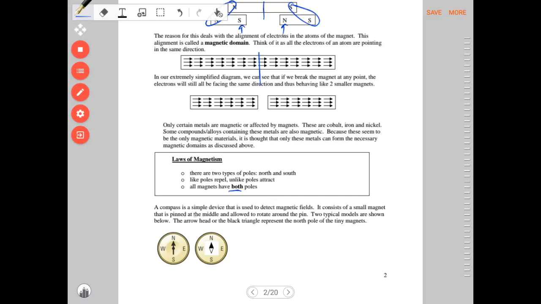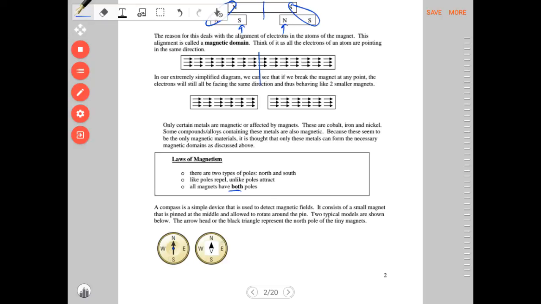Okay, a compass. Most people know what a compass is, but let's just double check. A compass is a simple device that is used to detect magnetic fields. It consists of a small magnet that is pinned at the middle and is allowed to rotate around that pin. Two typical models are shown below. Here in the first one, see the pin is here, and we have an arrow that points north. And really, as we spin the compass around, that arrow will always point to Earth's geographic north pole.